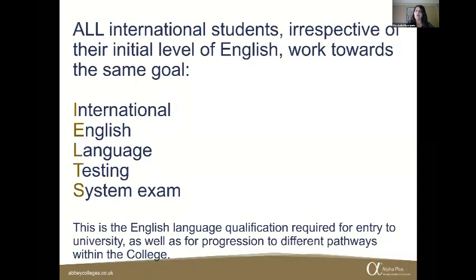All international students arriving at DLD without an English language qualification, irrespective of their initial level of English, work towards the same goal, namely the IELTS exam. IELTS is an acronym for International English Language Testing System. As I'm sure you are all aware, this is the English language qualification required for entry to university, as well as for progression to different pathways within the college. So all the students are working towards the same goal.